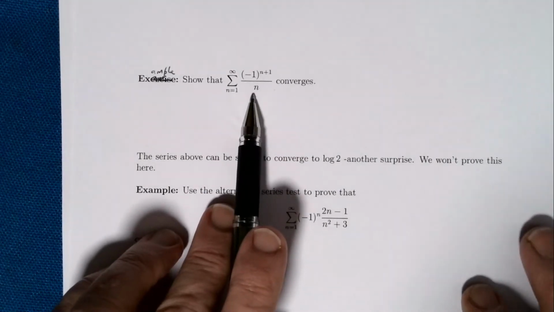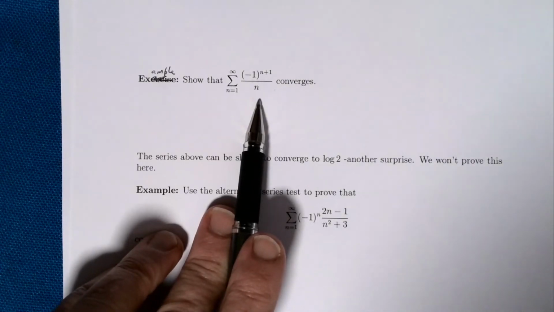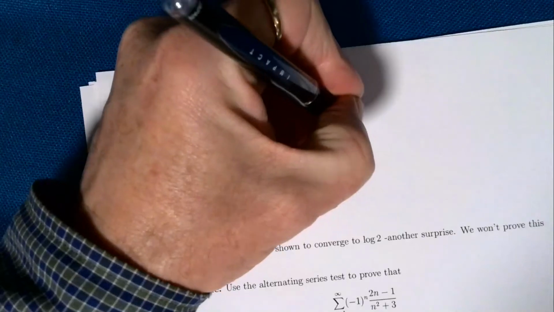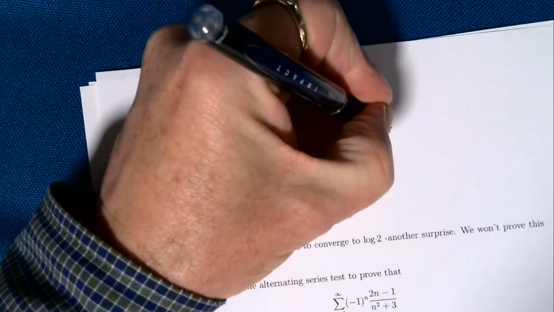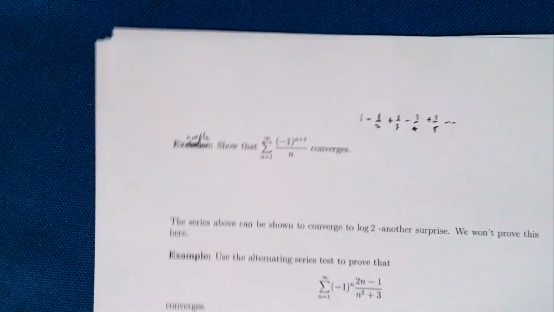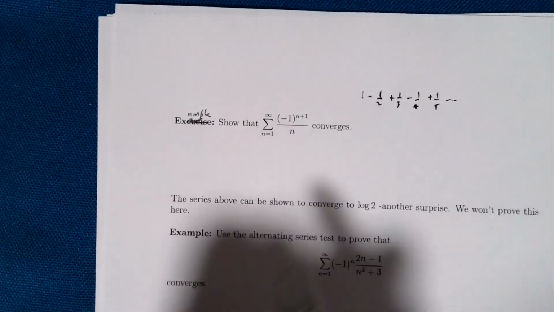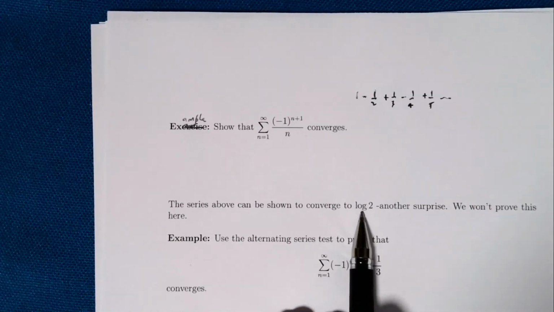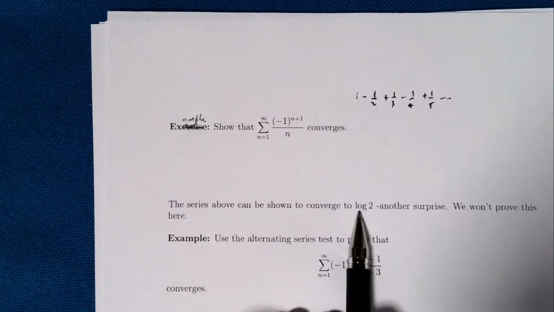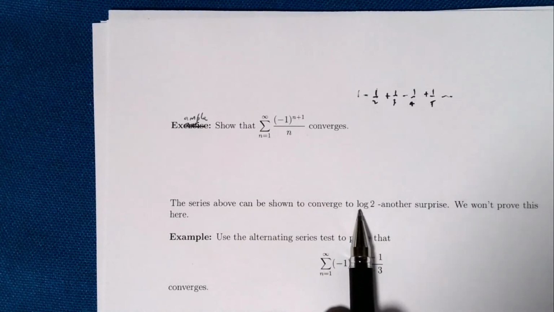Now, for an example, we're going to show that this alternating harmonic series in fact converges. Now that's the surprise. In other words, if we take 1 minus a half plus a third minus a quarter plus a fifth, and we keep doing this forever, then this in fact will converge. In fact it happens to converge to log 2. That's another surprise. Now I'm not going to prove this here, but this is another amazing fact that if you add up this infinite series, it gets closer and closer to log 2.